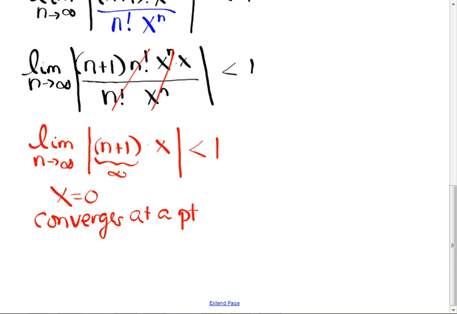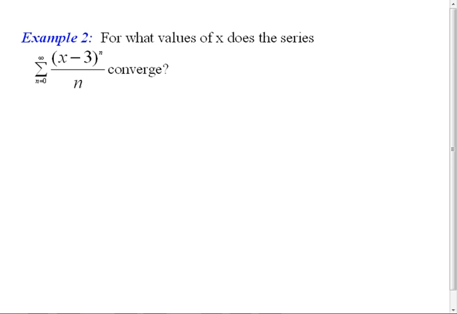Okay, you ready for the next one? And Matt was right. We have to do absolute value. Okay, when they ask you this on the exam, for what values of x does the series converge, at least write down the ratio test, because you get a point for knowing it's the ratio test. It's usually a 6-point problem.